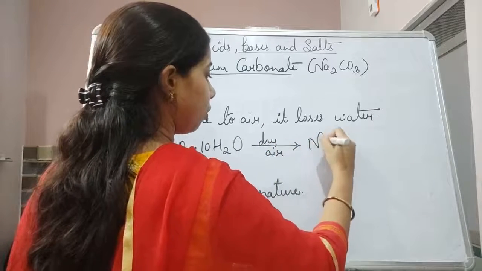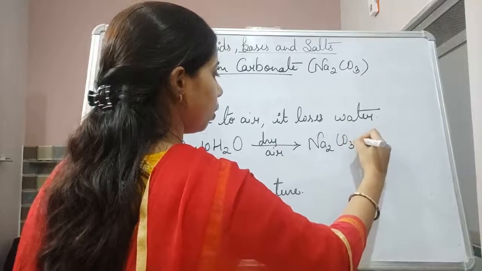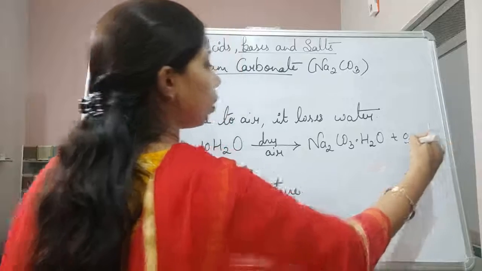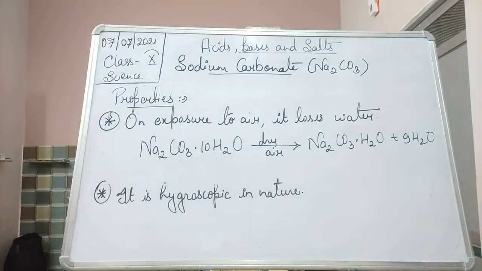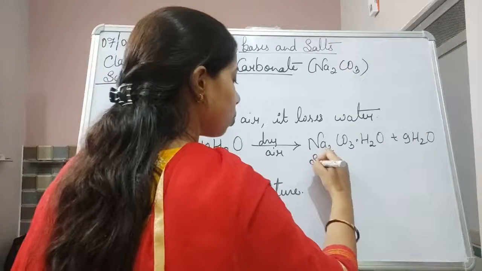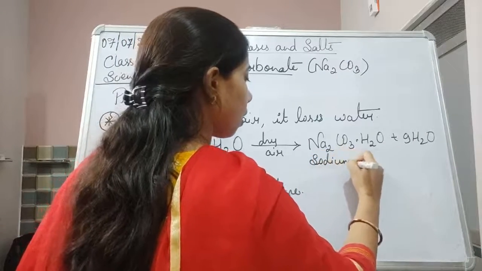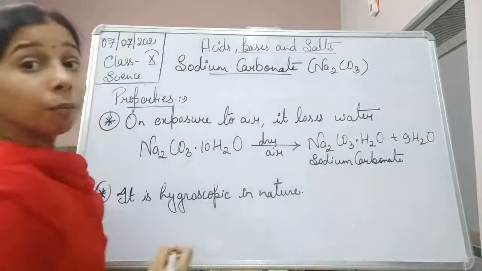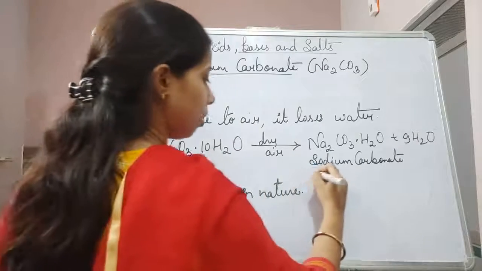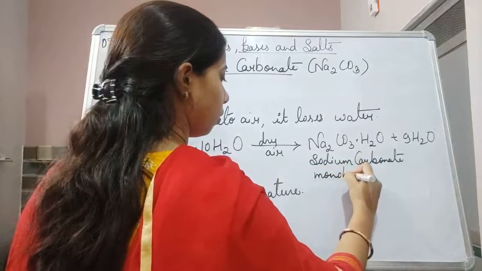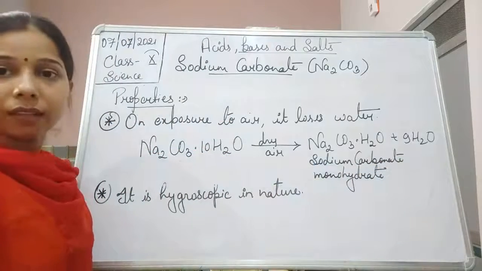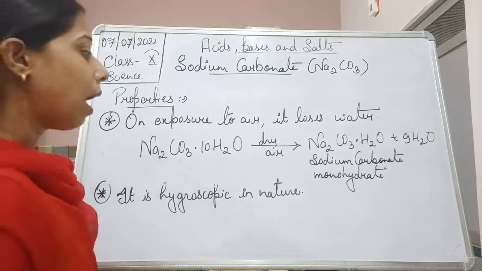It will be Na2CO3.H2O, plus 9 molecules of H2O will get evaporated or lost. So this is also called sodium carbonate monohydrate. Sodium carbonate monohydrate, that is what it is called, students.